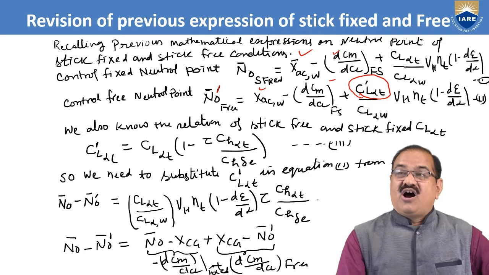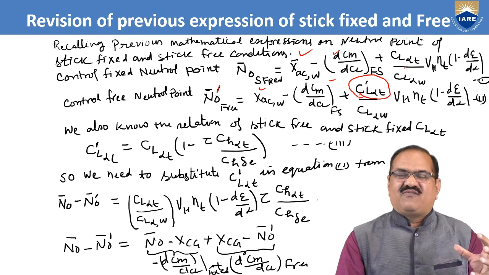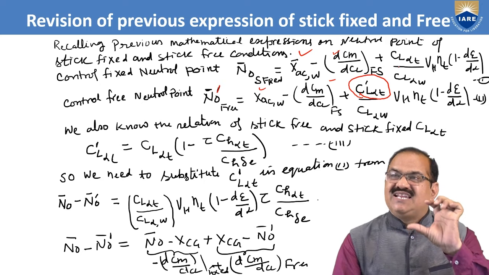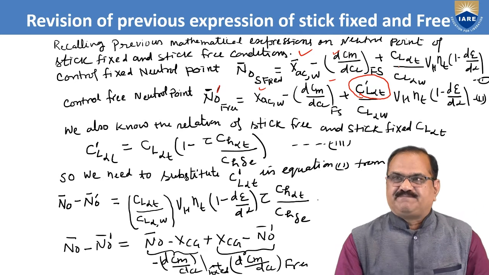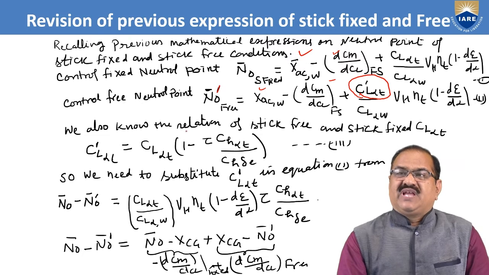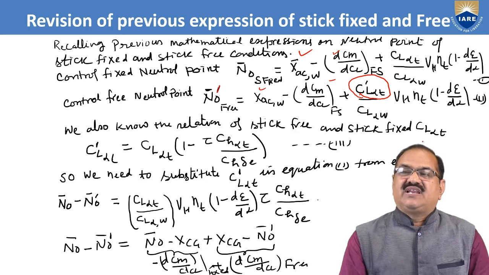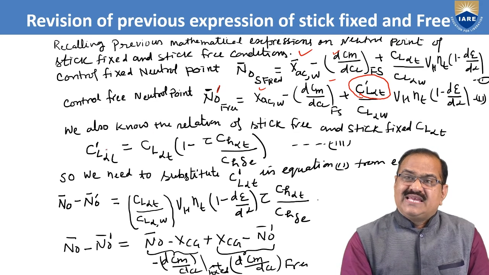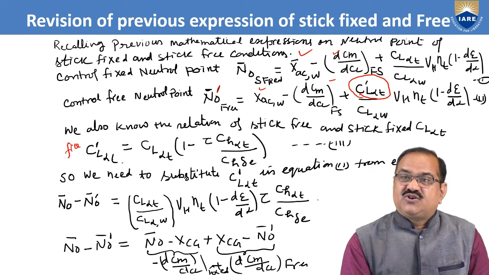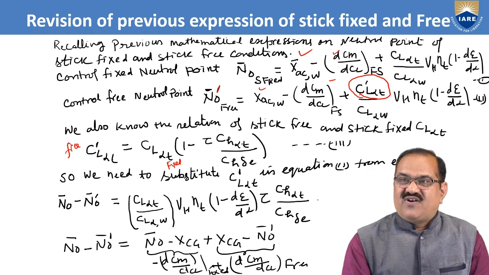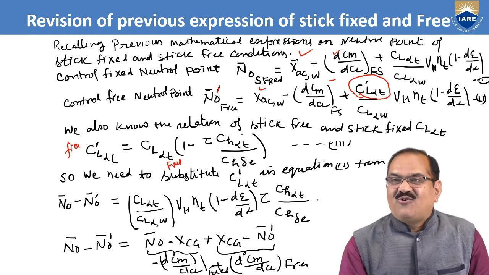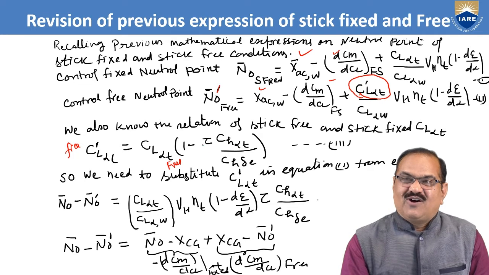The CL alpha T of the stick fixed case and the CL alpha T of the stick free case, we are going to face a little variation. We also know the relation between the stick fixed and stick free CL alpha T. We have derived this in our previous classes: CL alpha T prime, that is the free case, is equal to CL alpha T, the fixed case, times 1 minus tau CH alpha T by CH delta E. One tau term is added here. And you know what this tau is?